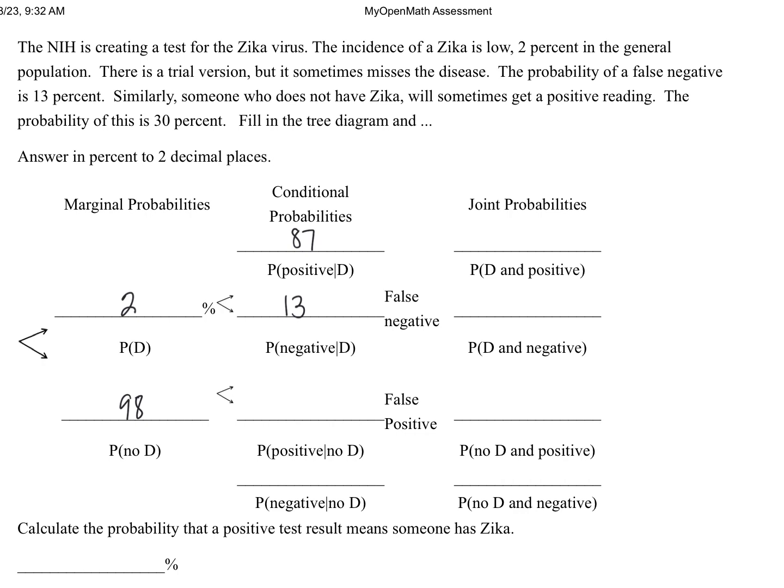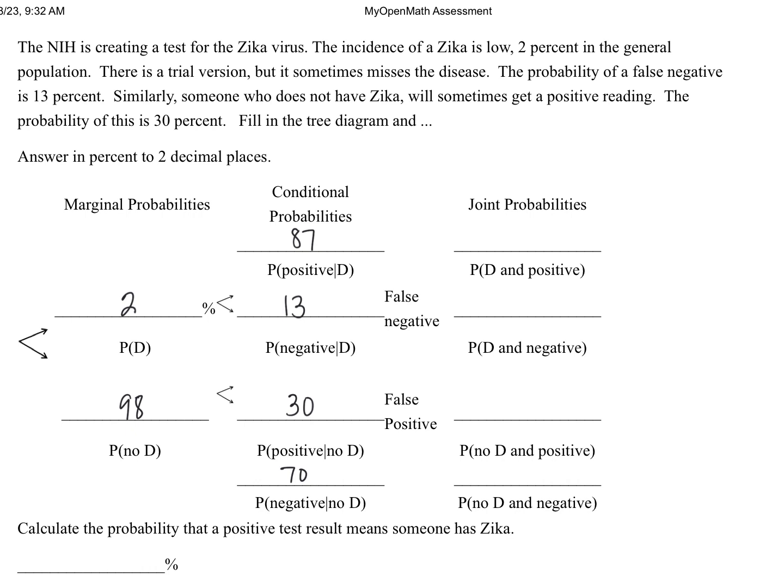Okay, similarly, someone who does not have Zika, so that's going to be down here on the bottom, will sometimes get a positive reading. The probability of this is 30%. So the people who don't have the disease, they take the test, 30% of the time, it's going to tell them they have the disease, but they really don't. 70% of the time, they're going to get an accurate reading saying, no, you don't have the disease, and they really don't. So again, these two probabilities have to add to 100 as well. So these have to add to 100, and these have to add to 100.